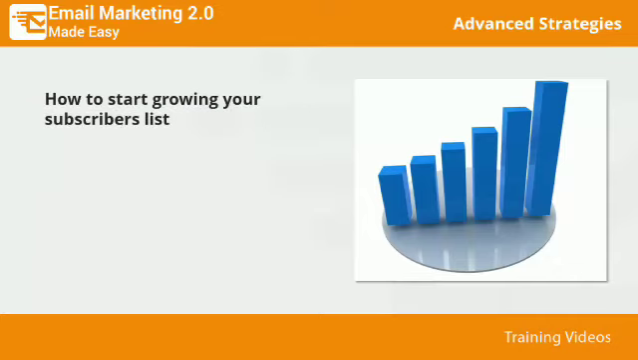How to start growing your subscribers list. Create a high-converting website. A high-converting website is nothing but a visually appealing website that will make your visitors love your business, even if they have not bought anything from you yet. We recommend using WordPress because it is easy to use for setting up highly attractive, high-converting websites in no time.